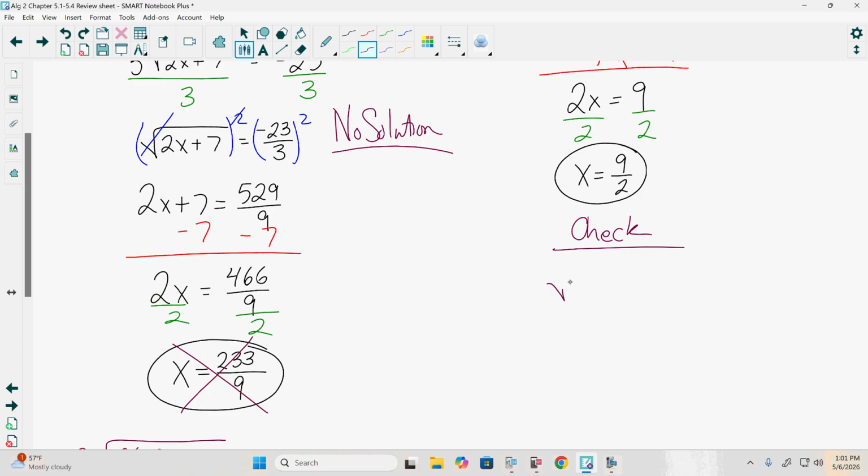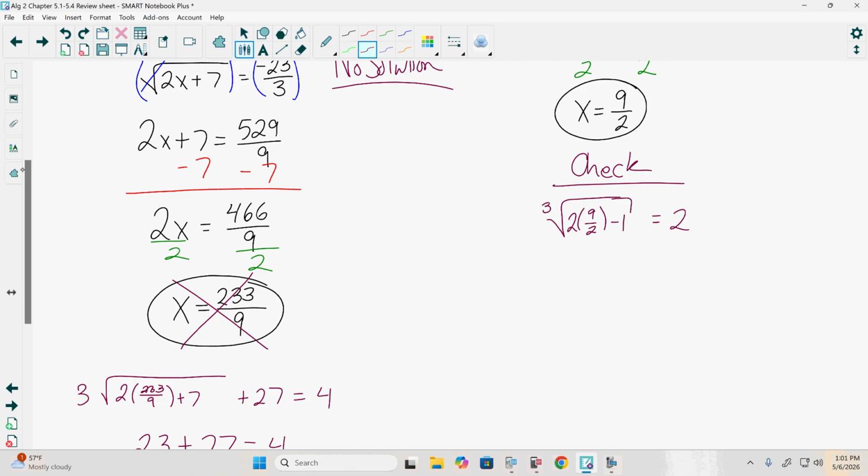We can go on and check it. The cubed root of 2 times 9/2 minus 1 is equal to 2. If we did this by hand, 2 times 9/2 is 9. 9 minus 1 is 8, and the cubed root of 8 is 2. 2 is indeed equal to 2, so it tells us 9/2 is the correct answer. Questions on this here?